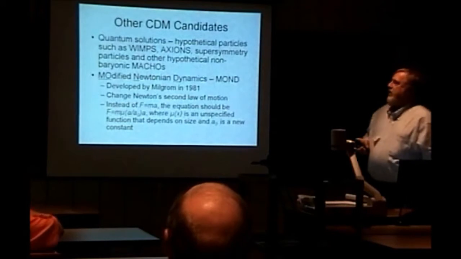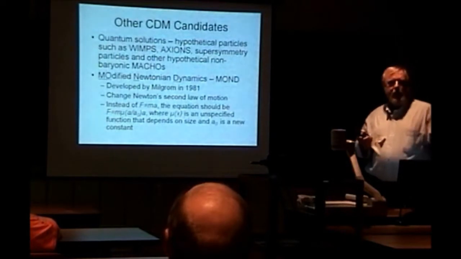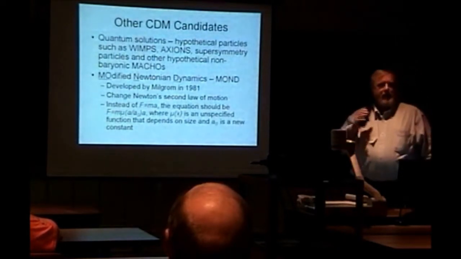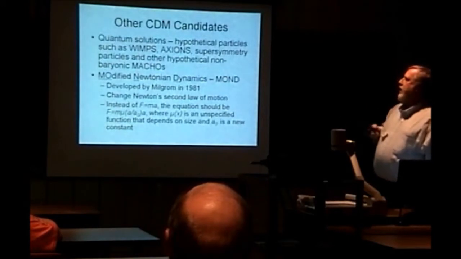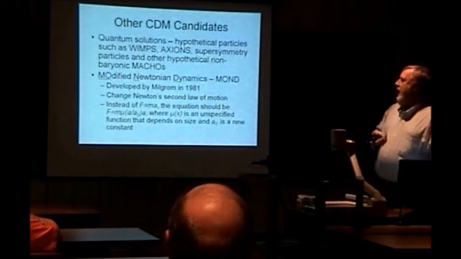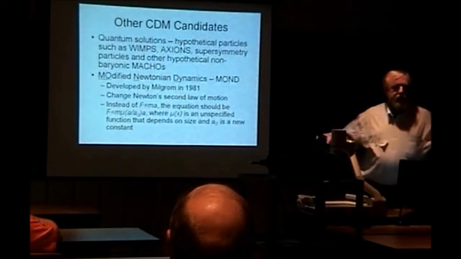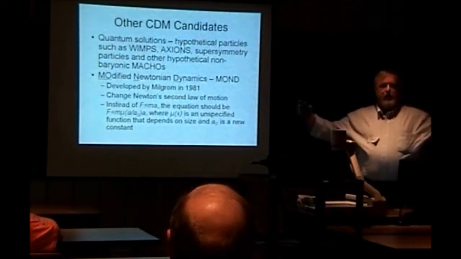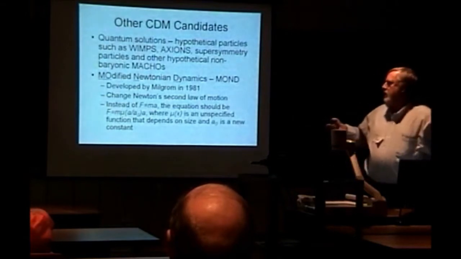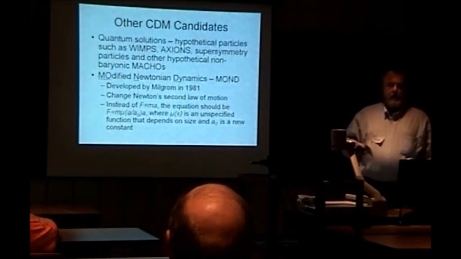Now there are also quantum solutions to this problem. The quantum people invent a particle for everything. If you can't explain it, invent a particle for it. I'm sort of semi-anti-quantum theory. So they invent hypothetical particles called WIMPs, axions, supersymmetry particles, and other hypothetical non-baryonic particles to explain MACHOs. MACHOs are the matter they believe is in the halo. Massive halo objects.